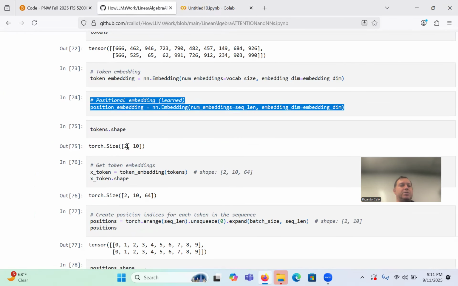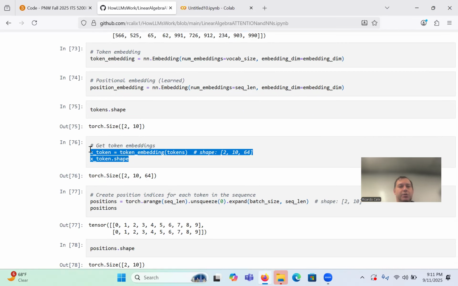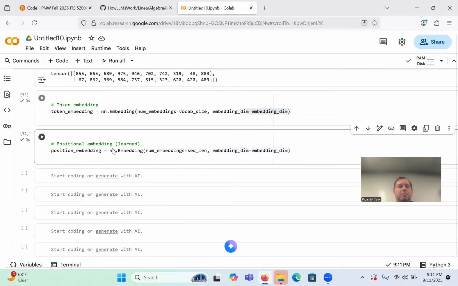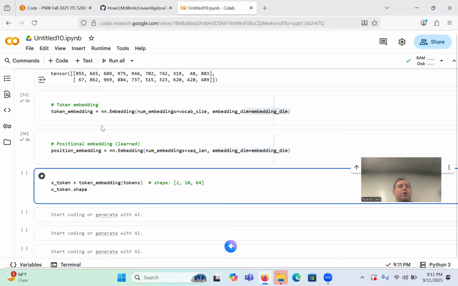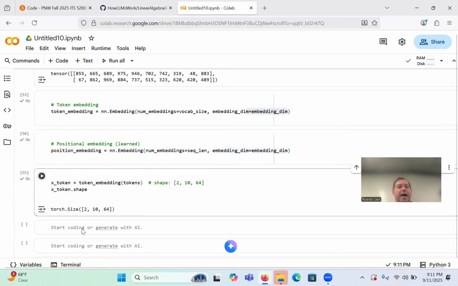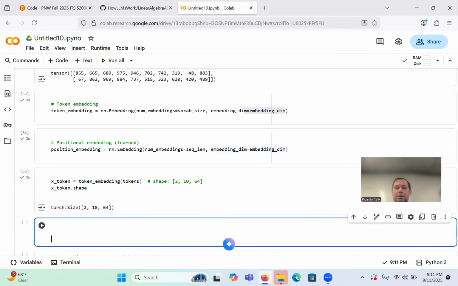We know the shape of tokens is 2, 10, so I'm going to skip that. And now I'm going to run the tokens through the layer. So notice first the token embedding, kind of the semantic meaning. I run tokens through it, this one. And now it is 2, 10, 64, right? I've done that. Now I'm going to do the positional embedding.